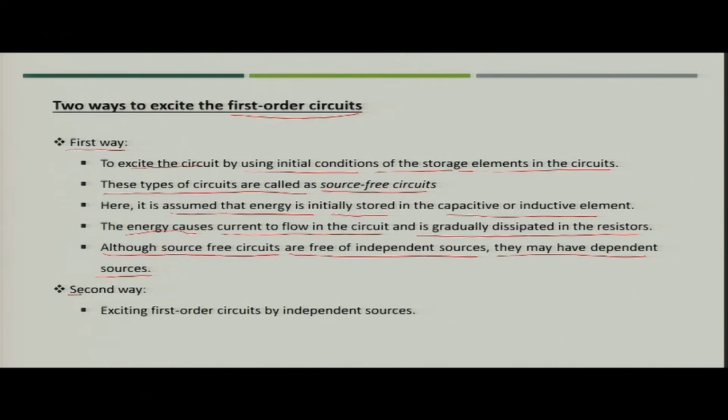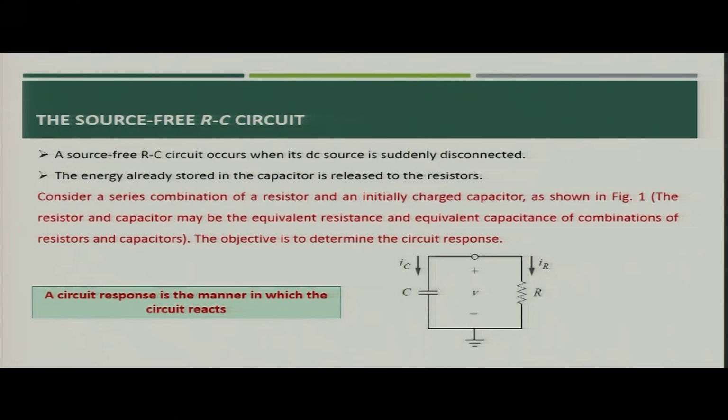The second way is to excite the first order circuit by an independent source. So, we have the first case where you do not have any source, called a source free circuit. The second is where you excite the first order circuit by applying an independent source. Now, first let us understand what we mean by a source free RC circuit. A source free RC circuit means we do not have any external voltage or current source connected to the circuit. That is why it is source free.